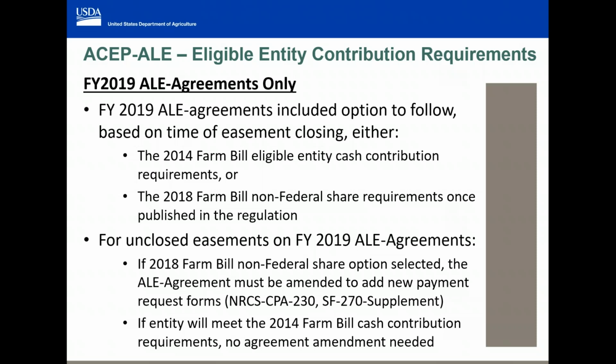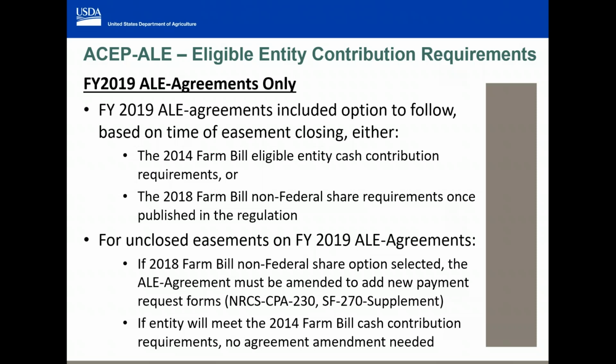So under the 2019 ALE agreements, these parcels had an option to follow either the 2014 Farm Bill cash contribution requirements or the 2018 federal share requirements. So if you've got unclosed 2019 ALE parcels, you can choose to use either one of those. But if you want to go with the 2018 non-federal share option that I just laid out, then you're going to need to amend your agreement.